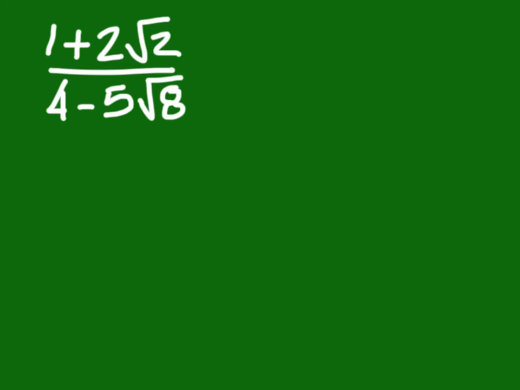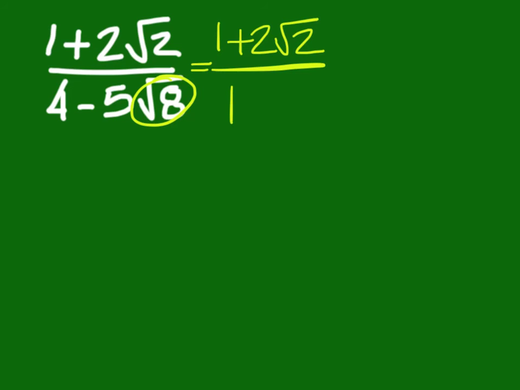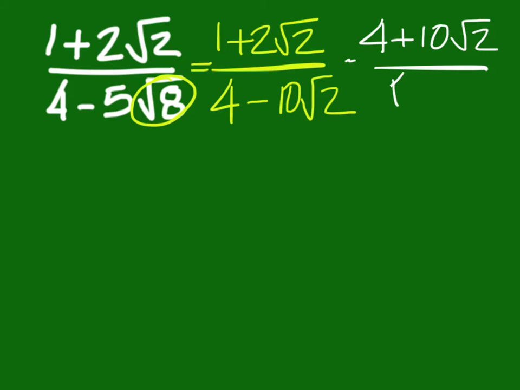On this problem, we should simplify this first. So the top stays the same. On the bottom, 8 breaks up as 4 and 2. So you're going to end up with a 10 square root of 2. And you can multiply that by 4 plus 10 square root of 2 over 4 plus 10 square root of 2.